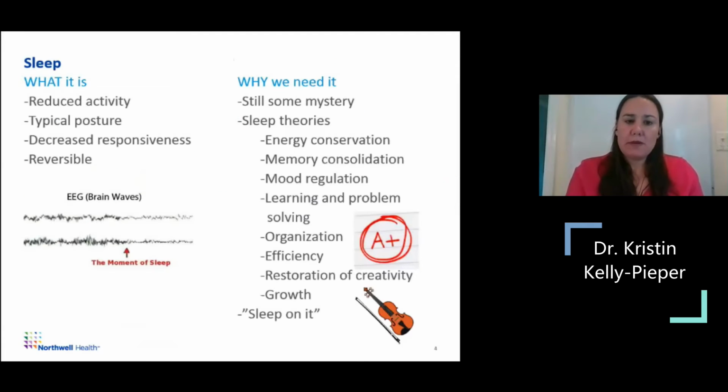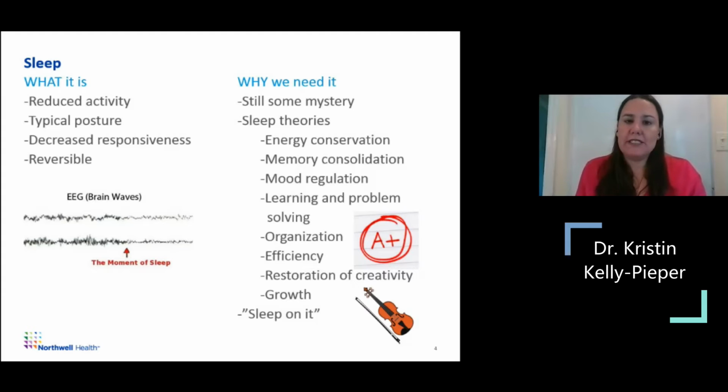So when we talk about sleep, we think about what it is and why we need it. And we know what it is. We can take you to the lab, and there's a picture of an EEG here. We can hook you all up and show the exact time that you fall asleep. It's a period of reduced activity. There's usually a typical posturing. So usually your eyes are closed. Usually you're lying down. It's a period of decreased responsiveness that importantly is reversible.